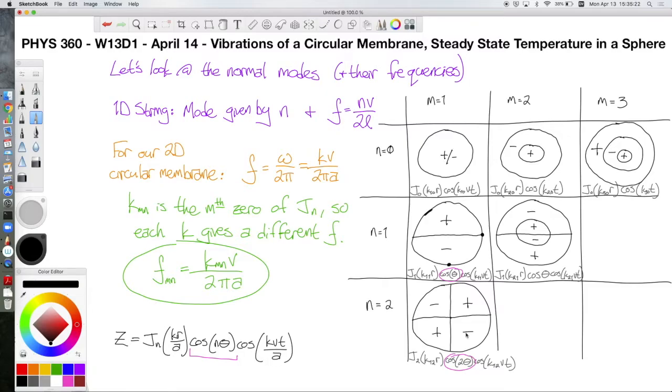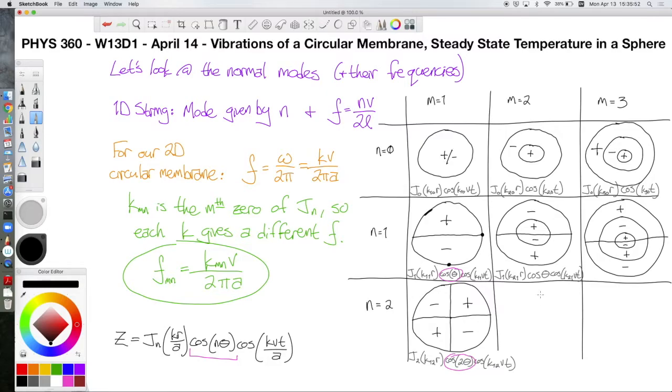So we can continue this along. I'm not going to actually redraw or write out any more of the equations, but just to show you what some other ones of these might look like. Here, where m equals 3 and n equals 2, we will have 3 nodal circles and a split along the line where cosine of theta equals 0, where each of these sections will alternate which one's at a maximum positive displacement and a maximum negative displacement.